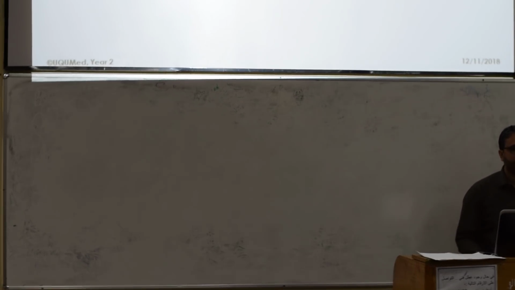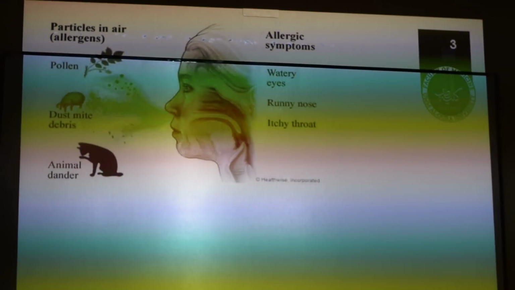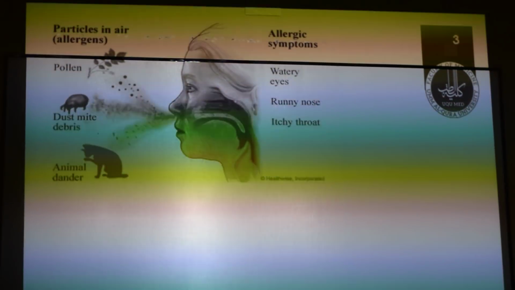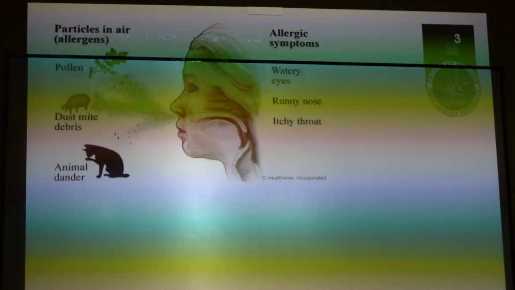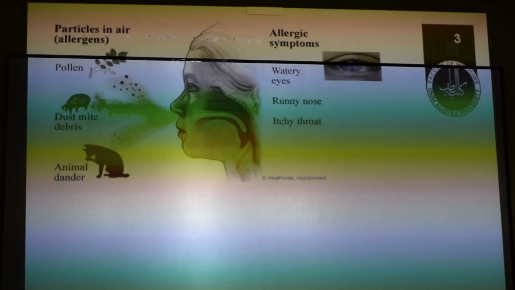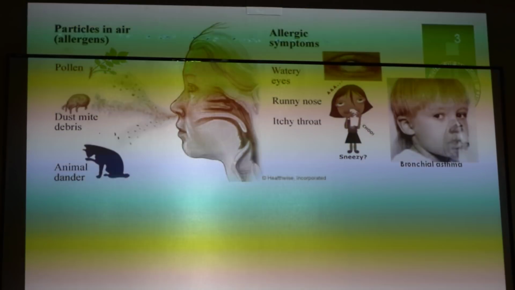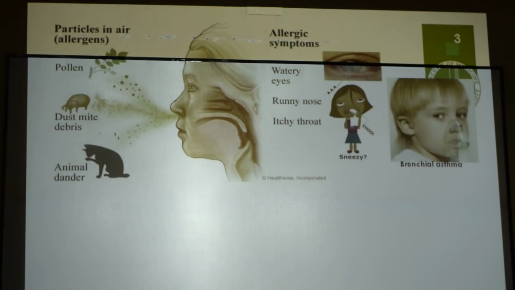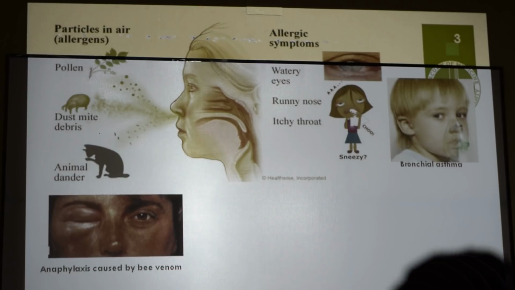So normally you all might have heard about different allergies. People are allergic to pollens, dust mites, animal danders, and what they have are the symptoms. The patient tends to have watery eyes, runny nose or itchy throat. Sometimes they have redness of the eye, conjunctivitis, or sneezing, and some patients tend to have bronchial asthma as well. So that's the extreme end of the allergy. Along with that, bee stings can result in anaphylaxis caused by bee venom.